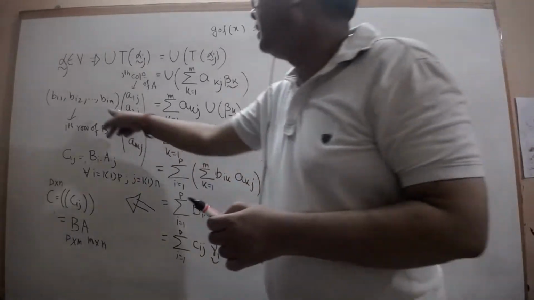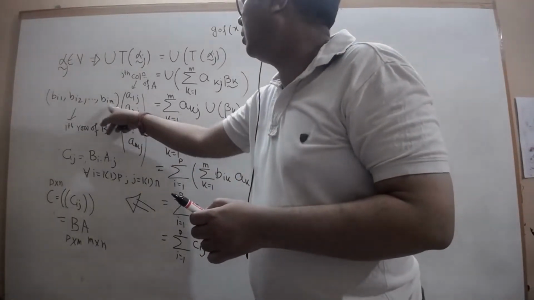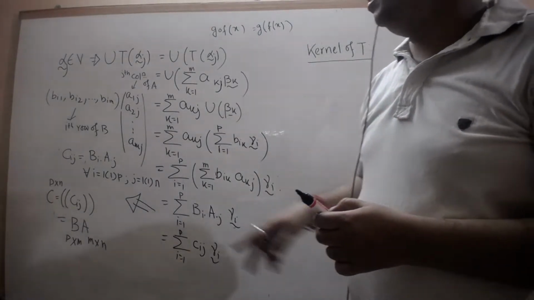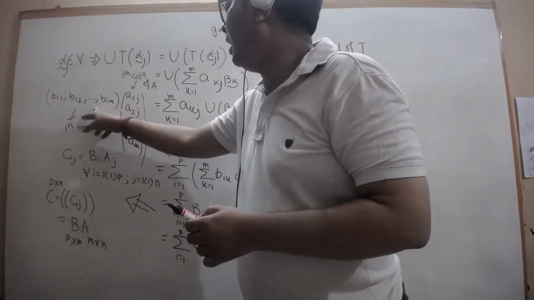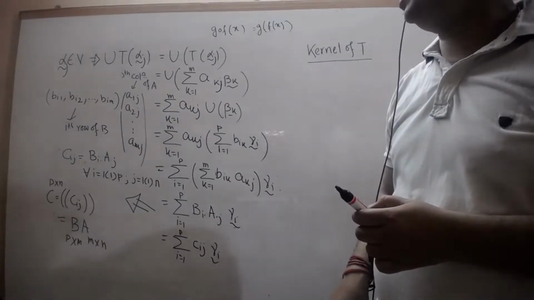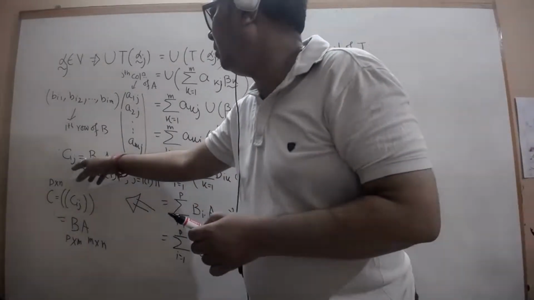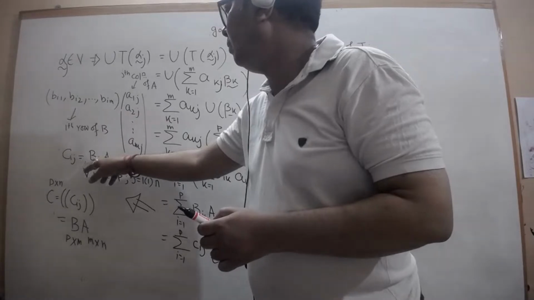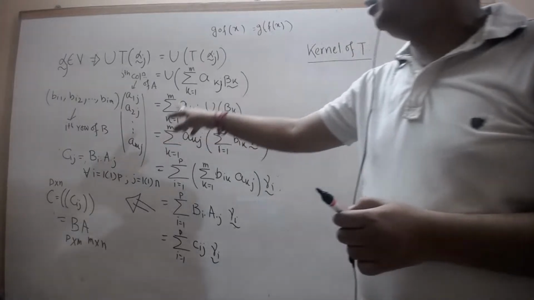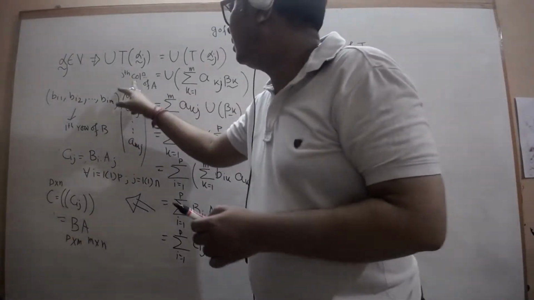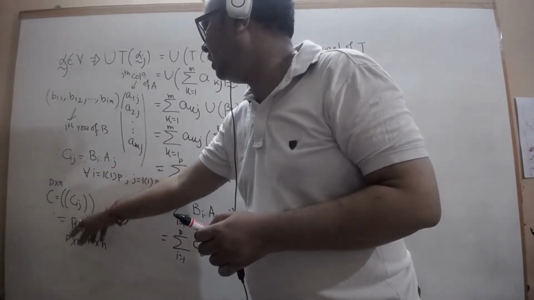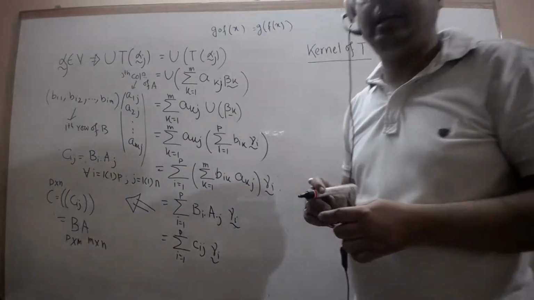Just look at this portion. It is a multiplication of these two vectors, one a row vector and the other a column vector. This is nothing but the ith row of the B matrix, and this is the jth column of the A matrix. So Cij is the product of the ith row of the B matrix and the jth column of the A matrix. Hence matrix C is nothing but the product of the two matrices B and A.